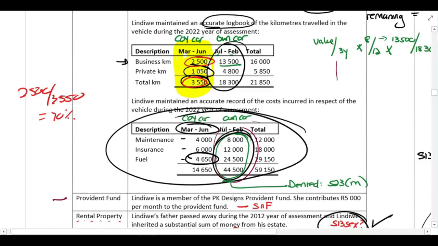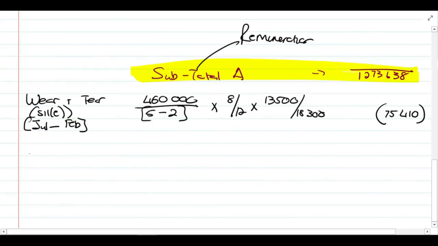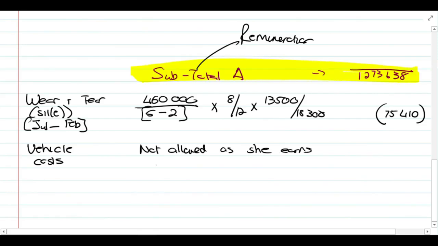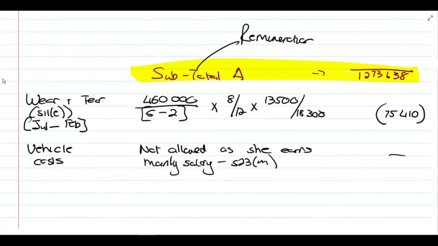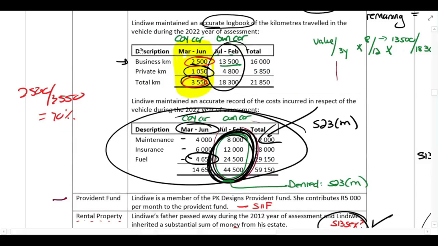Okay, so now what about these other costs that we've incurred from July until February? Maintenance, insurance, and fuel. Can we claim that? Remember, it's denied in terms of section 23M. Why? Because we earn mainly a salary. So let's just put it down here, address it. There might be a mark for it. Vehicle costs, it's not allowed, as she earns mainly salary. This is section 23M that tells us that. Remember, if you earn mainly commission, it was a different story. Then she could claim it if it's in the production of income. You'd still apportion it for the business kilometers part still.